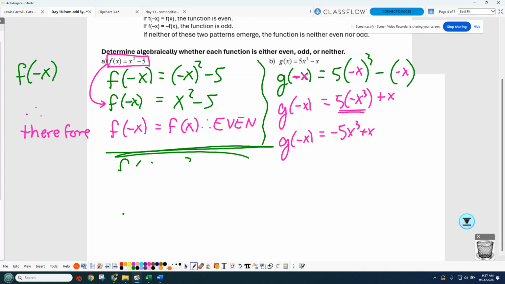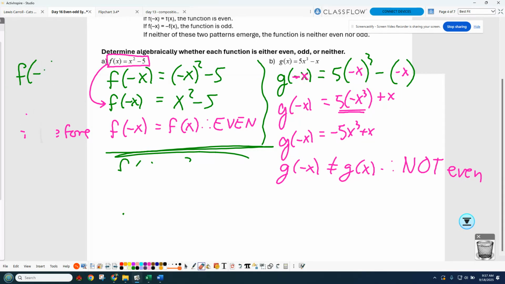Okay, so Fakir, this is g of x. Is it exactly what g of negative x is? This is a positive 5x cubed, this is a negative 5x cubed. So are they the same? That thing I just found isn't the g of x in the first place. So g of negative x didn't equal my original g of x, so it's not even, sorry.